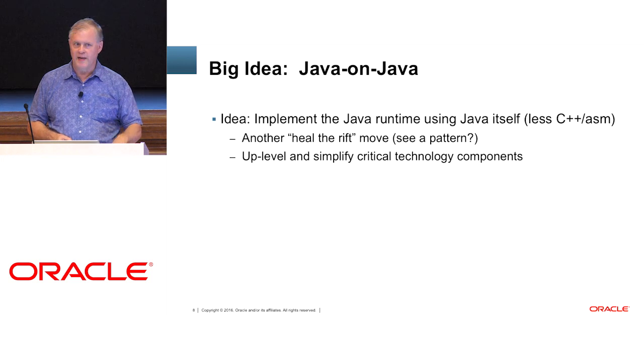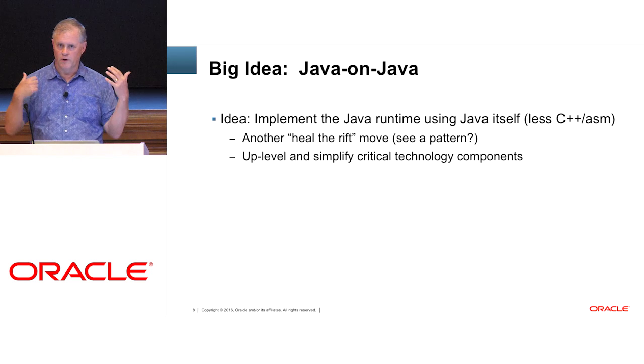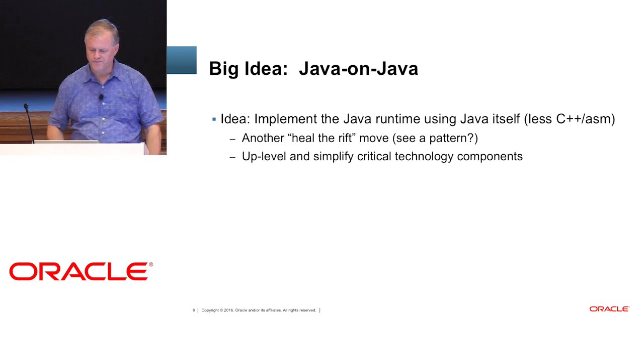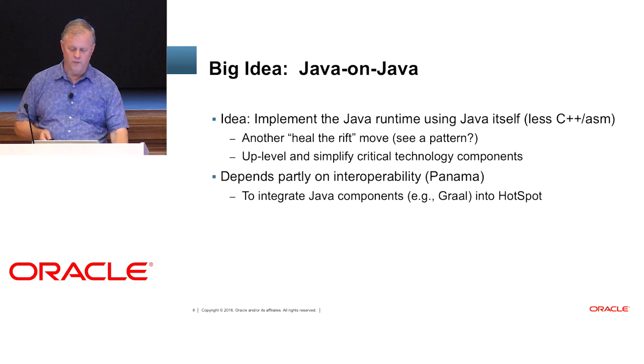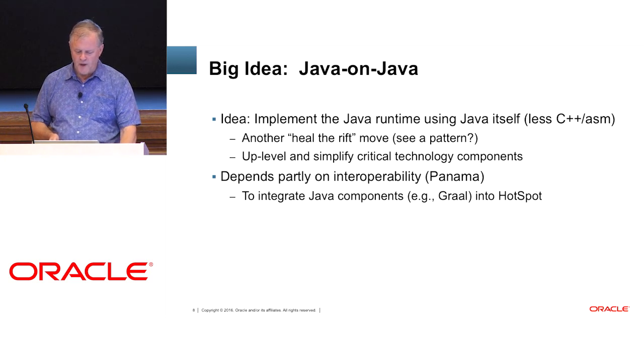It heals the rift between having to code in C++ and Java at the same time. It lets you use one high leverage point, the Java compiler and the Java JIT and the Java type system, to manage more of the important parts of your system. It depends partly on native interconnection, which was talked about earlier, but which might be called Project Panama. And it also depends on being able to integrate Java components more tightly into HotSpot without having HotSpot go into infinite regress trying to manage itself.